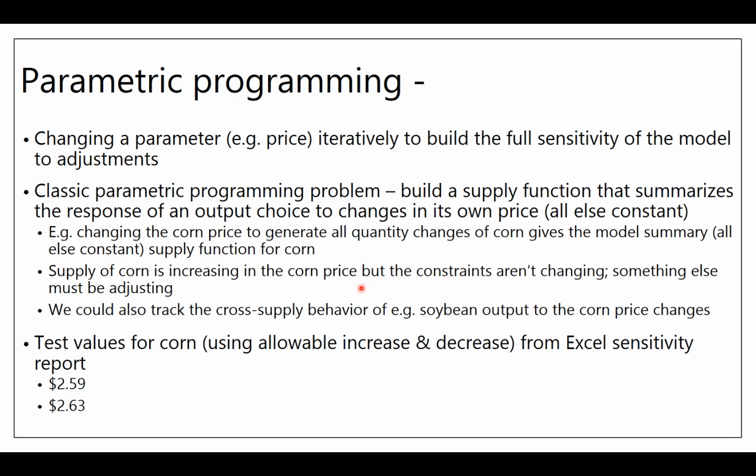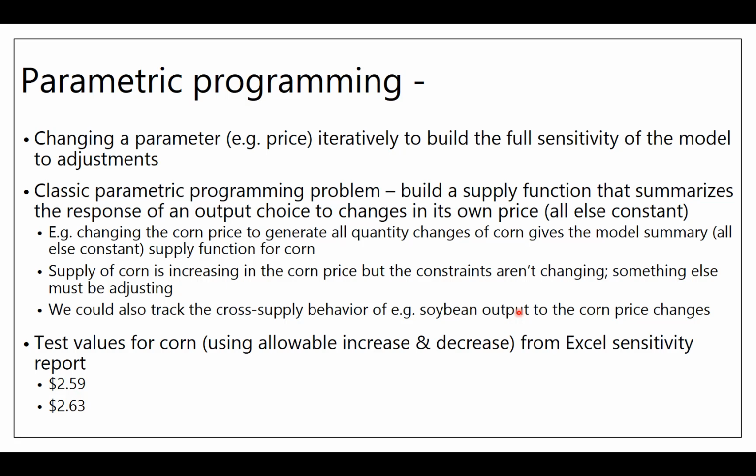So we know we only have 600 acres. So if you tell me I'm going to expand corn acreage, then by extension I know that some other output must be falling. And so the other thing that we could track is the cross supply behavior. So as we're adjusting the corn price, how does soybean output respond? Okay, and so that's the other piece that I want to be sure that we pick up on, this that's sort of ignored in the textbook treatment of this topic.